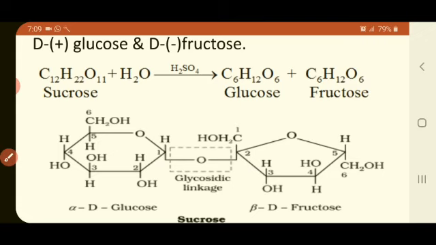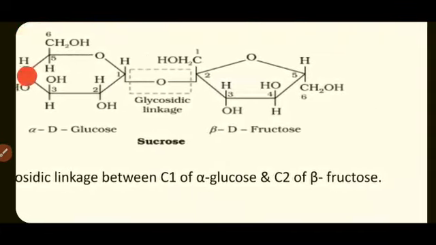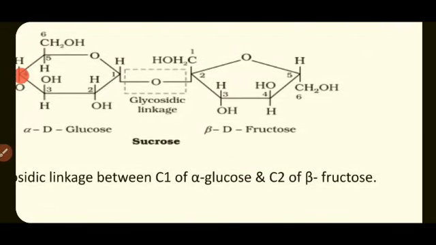Just go through this structure once again. This structure can be asked for 2 marks. Remember students, as already I have mentioned, that all the atoms or the groups should be mentioned properly. If there is a single mistake, you will lose the marks for that. So glycosidic linkage between C1 of alpha glucose and C2 of beta fructose.